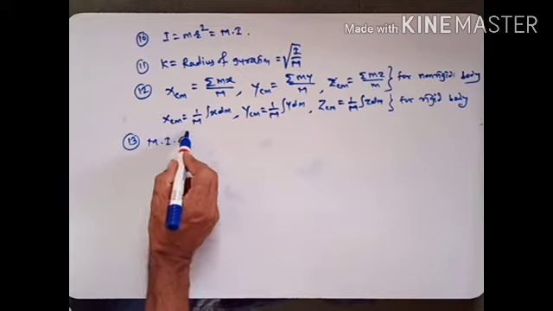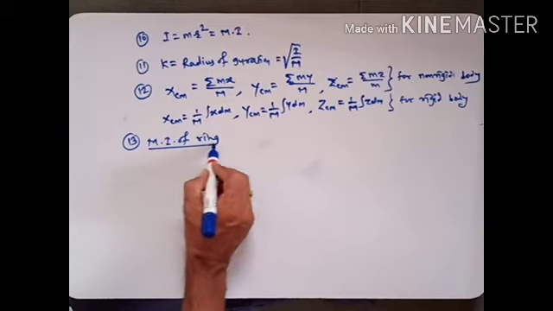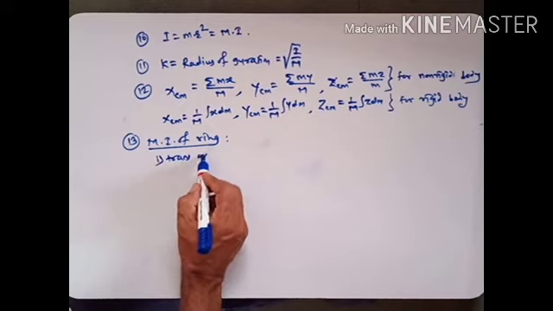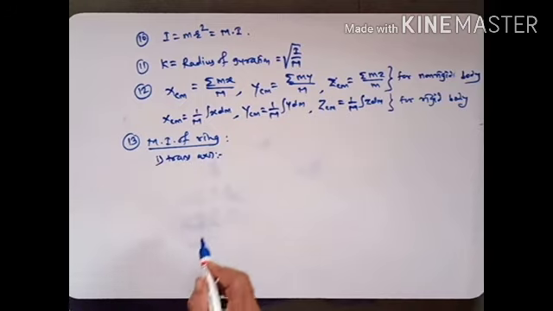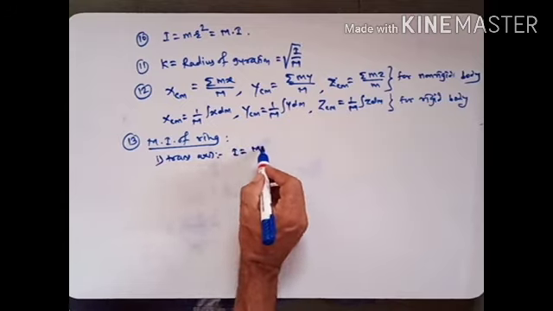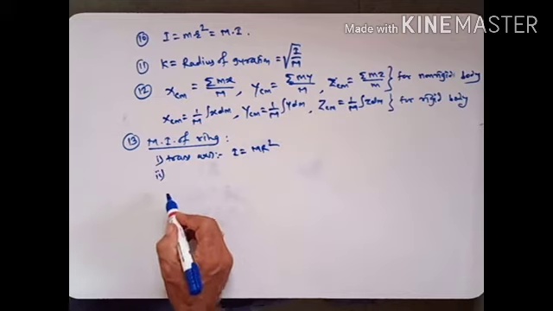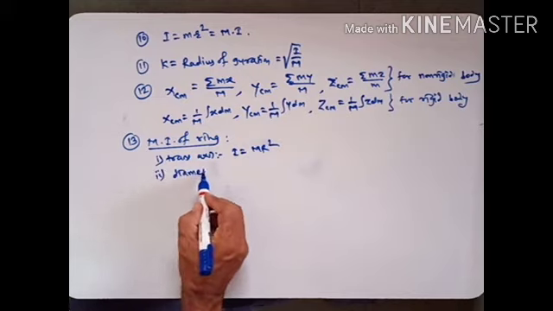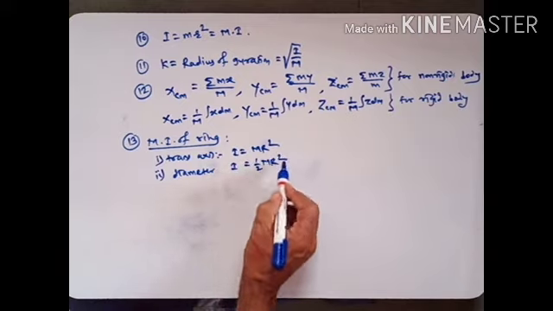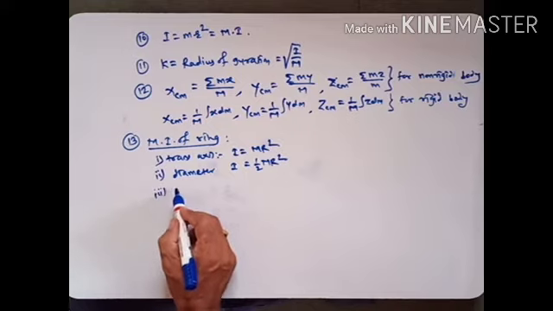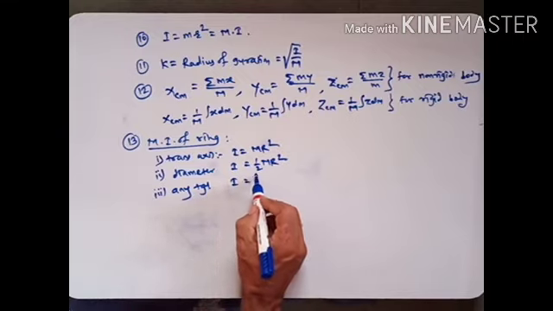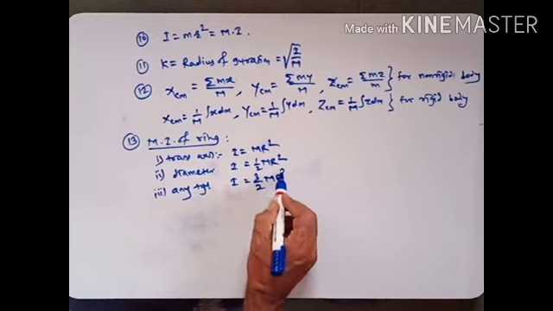Okay. Now 13. MI of ring. First, in that transverse axis, means, you remember, passing through center and perpendicular to its plane, I equal to mr square. Second one, about diameter, I is equal to 1/2 mr square. Third, any tangent as axis of rotation, I is equal to 3/2 mr square.